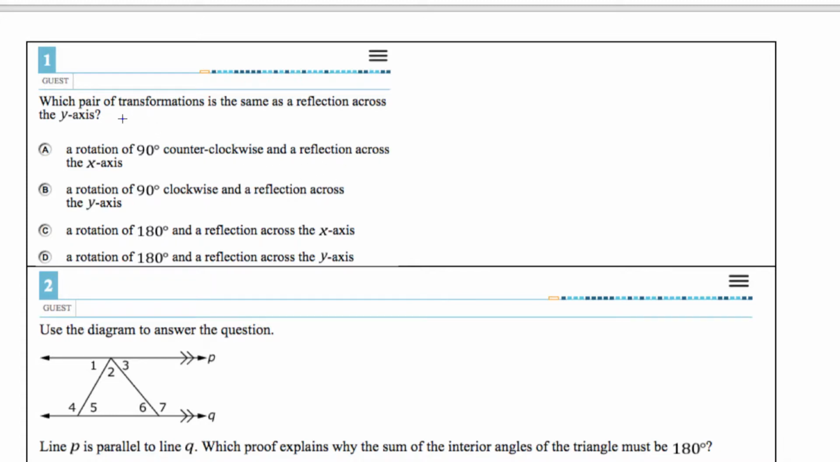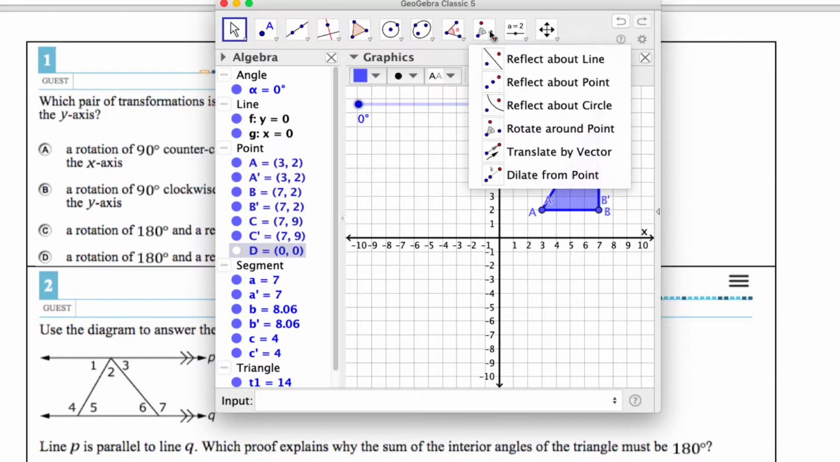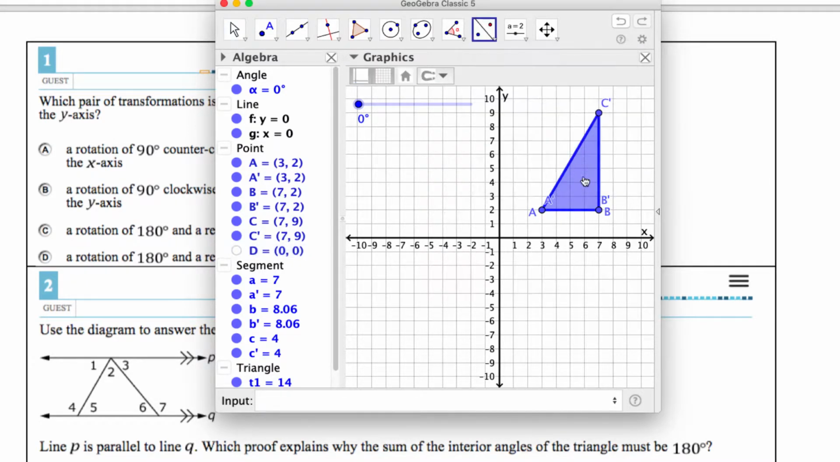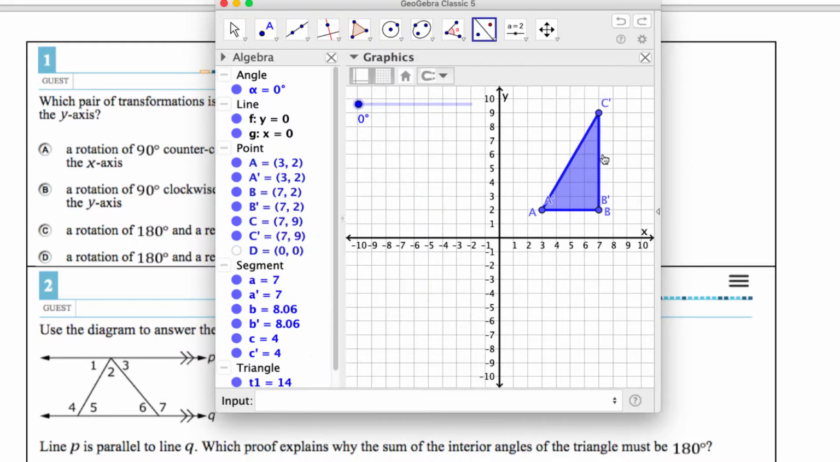So, number one, which pair of transformations is the same as a reflection across the y-axis? All right, so a reflection across the y-axis, what does that even look like? If I come back to here, let's assume that we have some shape. If I reflect across the y-axis, what is that going to look like? So let's reflect this shape across the y-axis. That's the shape that we should be getting. So we can all see that that is a reflection over the y-axis.